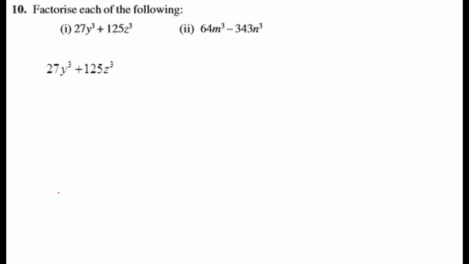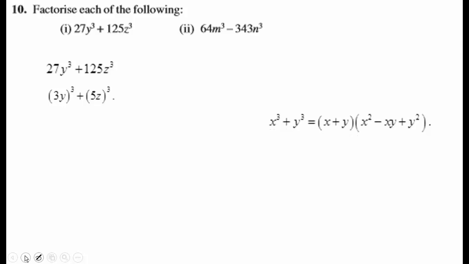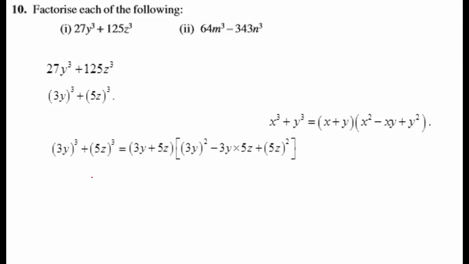Now we can write 27y cube plus 125z cube as (3y) cube plus (5z) whole cube, because 3 threes are 9, 3 nines are 27, and 125 is the cube of 5. Now applying the identity x cube plus y cube equals (x plus y) into (x square minus xy plus y square), this will become (3y plus 5z) into ((3y) square minus 3y into 5z plus (5z) whole square).